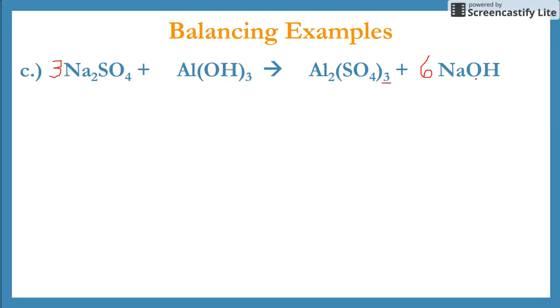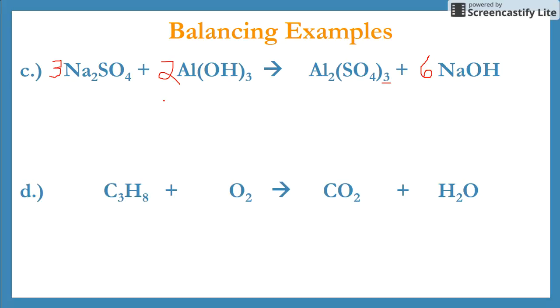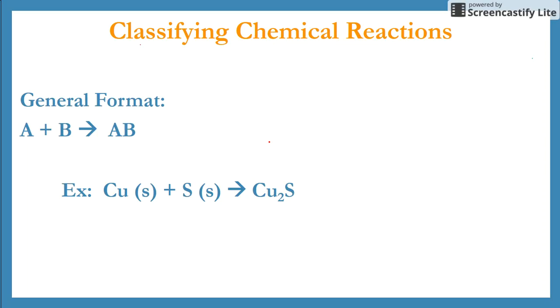And if we have 6 hydroxides here, they came from here, each one gave us 3. We're going to need a 2, and then 2 is going to help us with that aluminum. So that's another example of how to do that. This is a combustion reaction, which we'll talk about in a second.